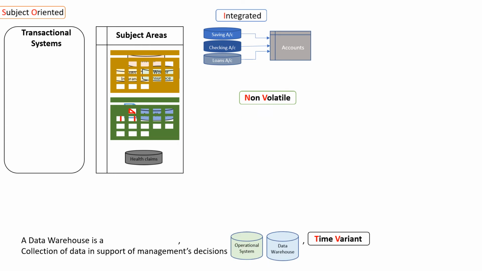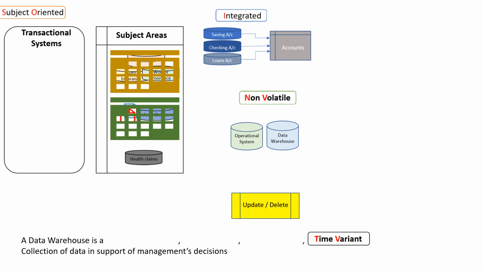Then we have non-volatile. As the name suggests, I'll take an example comparing operational systems and data warehouse systems. In operational systems, updates and deletes are applied directly onto the data. For example, if we are changing a state, the state gets updated in the operational system, or if the product status is changed from pending to complete, that gets applied directly in the operational system. However, in a data warehouse, we do not apply any updates and deletes. Every row that is added into the operational system, the historical information in some format is stored in the data warehouse. That is where we say that it is non-volatile.